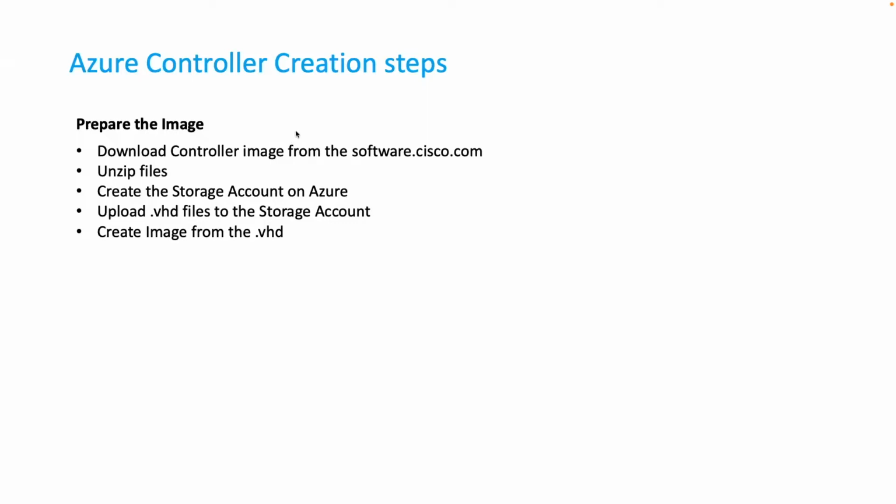Now, let's talk about the brief workflow that we're going to take in order to spin up the SD-WAN controller on Microsoft Azure. First, we need to prepare the image. We need to download the SD-WAN controller image from software.cisco.com. Once we download that, we're going to unzip it and upload it to the storage account on Azure. Then we're going to create the image from those files in Microsoft Azure. All right, let's take a look at how we do it step by step.